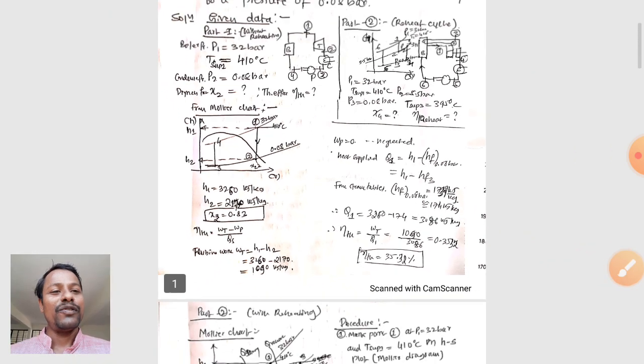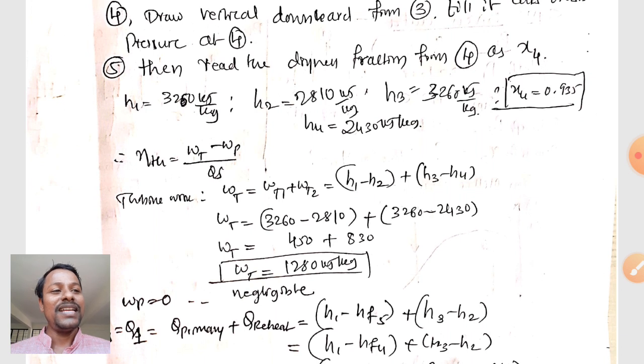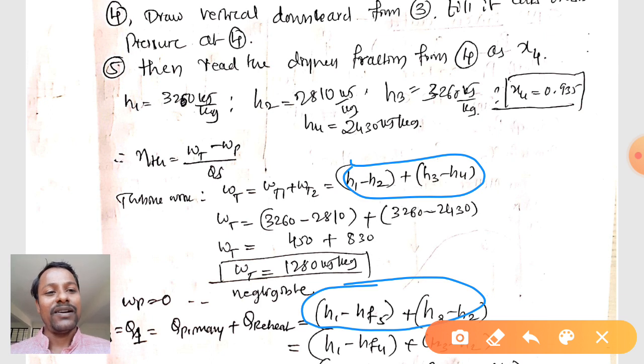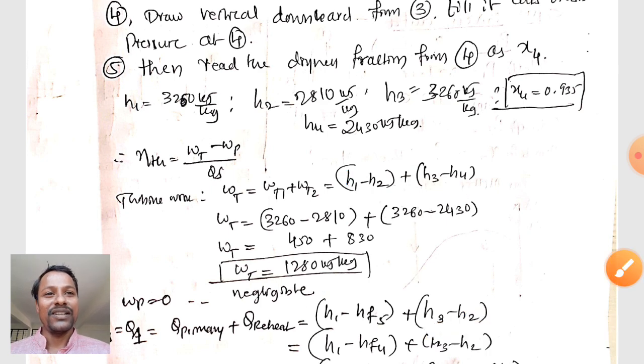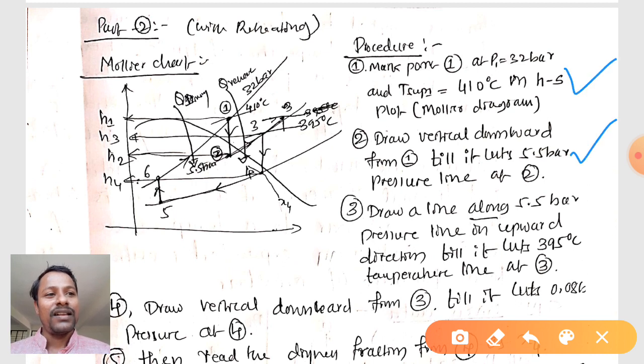Now if you want to calculate the turbine work, I need enthalpy values. These are the enthalpy values. This is the formula from the theory discussion that we have done, and again these are the enthalpy values required for calculation of heat supplied. Now how to obtain enthalpy values for a reheat cycle using the Mollier diagram? Let's understand the procedure first. These are the steps to be followed to get the enthalpy values from the Mollier chart, and I will be explaining it.